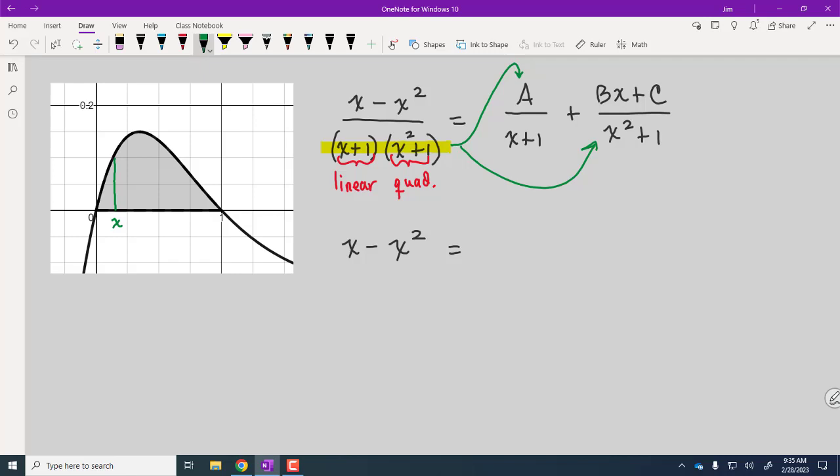On the right-hand side, when you multiply by this yellow box, the x plus 1s cancel with this first fraction. So we're left with a multiplied by the quantity x squared plus 1. And when we take that yellow box and multiply it by the second fraction, the x squared plus 1s are going to cancel. And we're left with x plus 1 multiplied by bx plus c. Any issues with that?